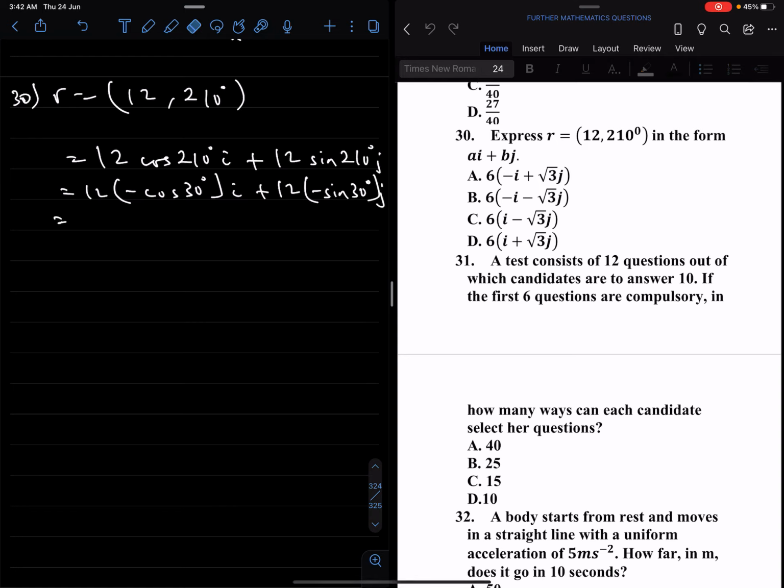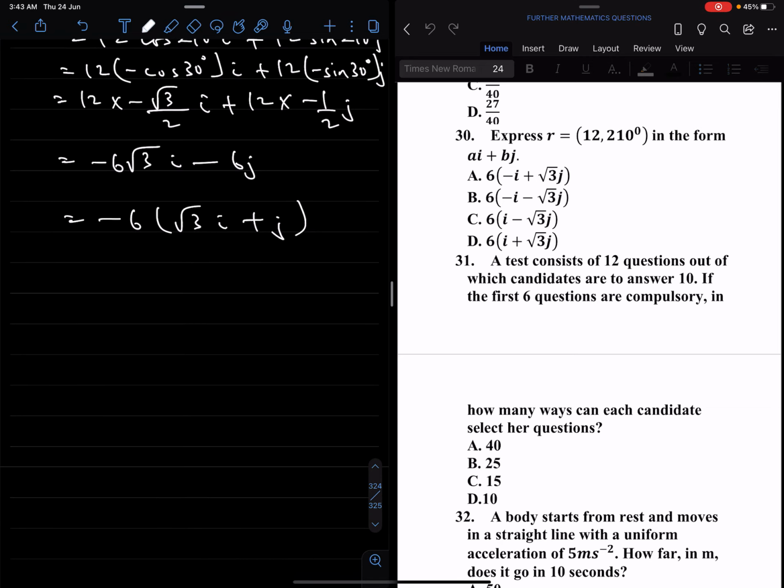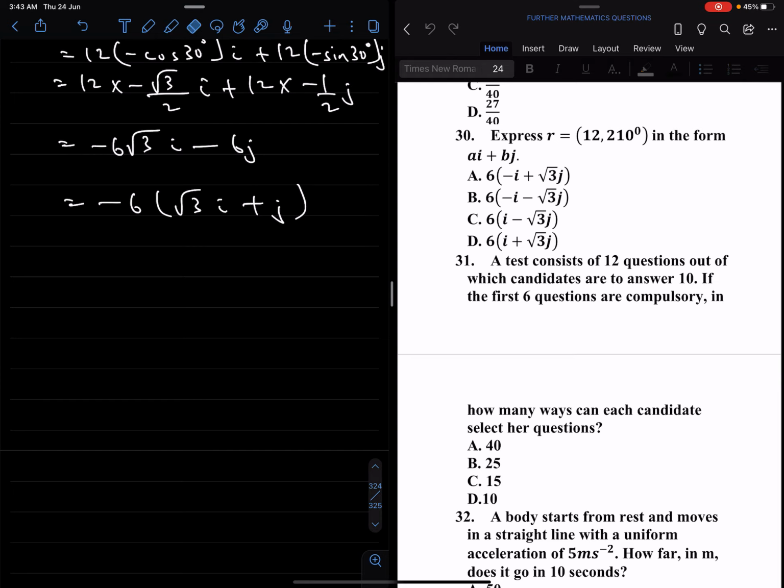Which simply means 12 times minus root 3 over 2 i plus 12 times minus 1 over 2 j, and that's minus 6 root 3 i minus 6 j, which simply means minus 6 root 3 i plus j. Unfortunately, the answer is not amongst the options. That must have been an error, a mistake. So to the next, which is number 31.